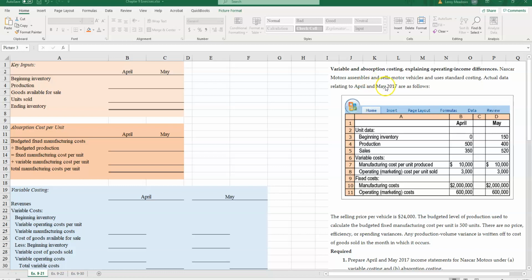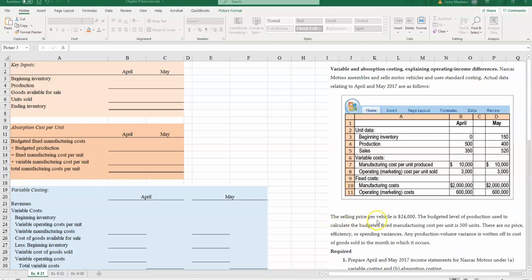NASCAR Motors assembles and sells motor vehicles and uses standard costing. Actual data relating to April and May 2017 are as follows. We have the data for April and May: our beginning inventory, the number of units, production, and then sales. And then we have a breakdown of costs by their behavior: variable manufacturing overhead costs per unit and operating or marketing costs per unit sold. And then we also have a breakdown between manufacturing and operating costs for fixed costs.